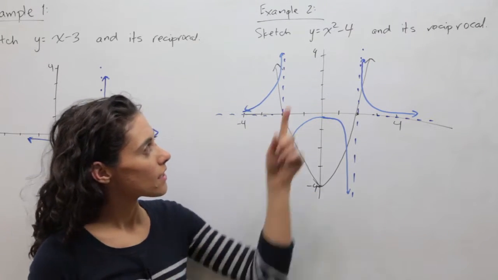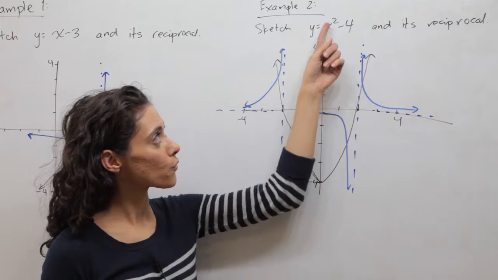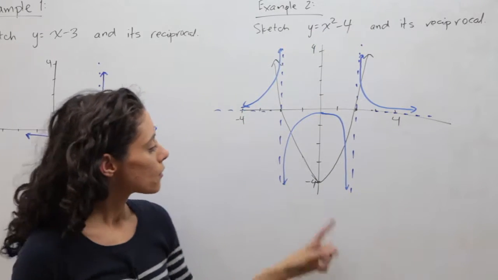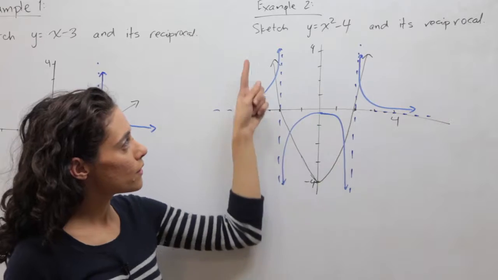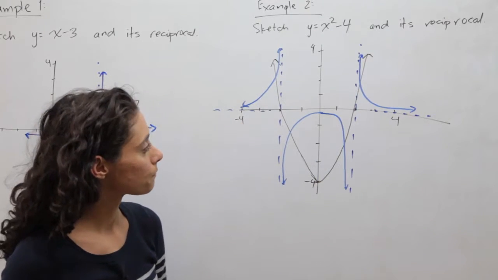There's the vertex. This has zeros or x-intercepts at 2 and -2, right? 2 squared take away 4 is 0, and -2 squared take away 4 is 0. So there's the vertex, and there are the zeros, and we know that it's opening up because it hasn't been flipped. There's no negative in front of the x squared.